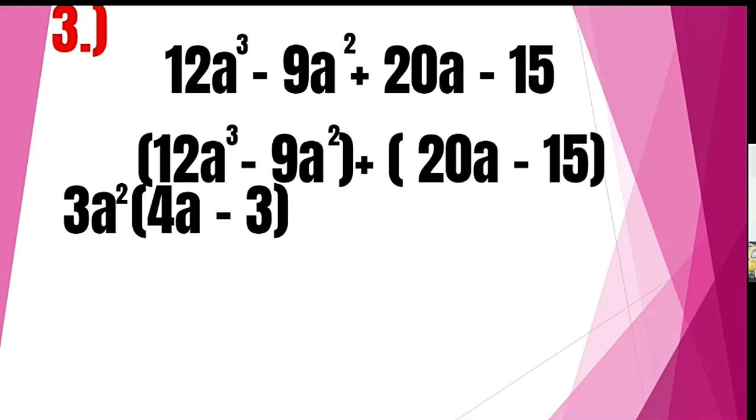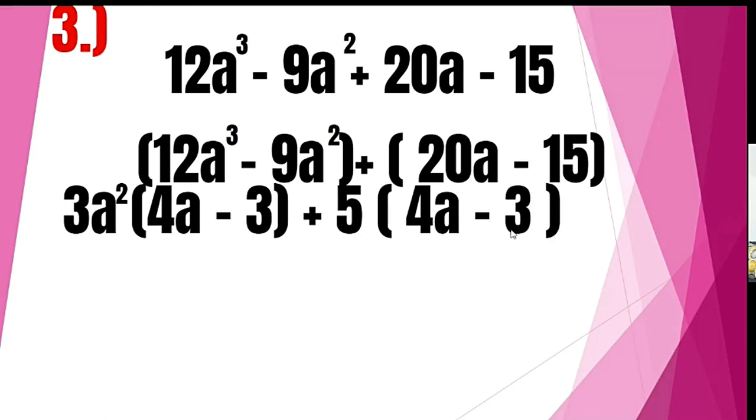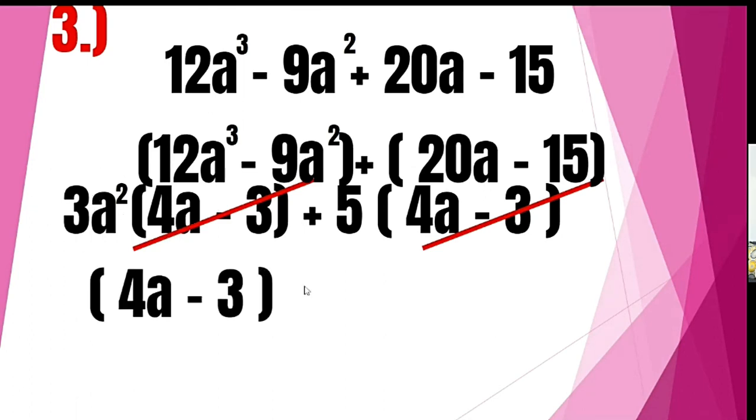So, next tayo. Next, this one. The greatest common factor again of 20 and 15. That is 5. So, we have now to divide. So, 20 divided by 5, that is 4. And then, copy yung a kasi walang a dito. Okay? Pag walang variable dito, kakopyahin lang yan. And then, negative 15 divided by 5, that is negative 3. That's why we have now copy 4a minus 3. And then, 3a squared. And then, positive 5.